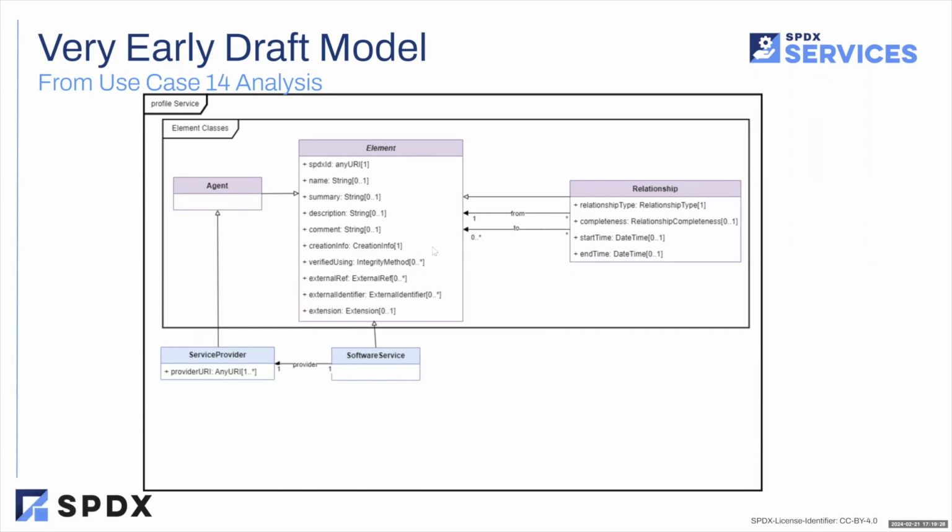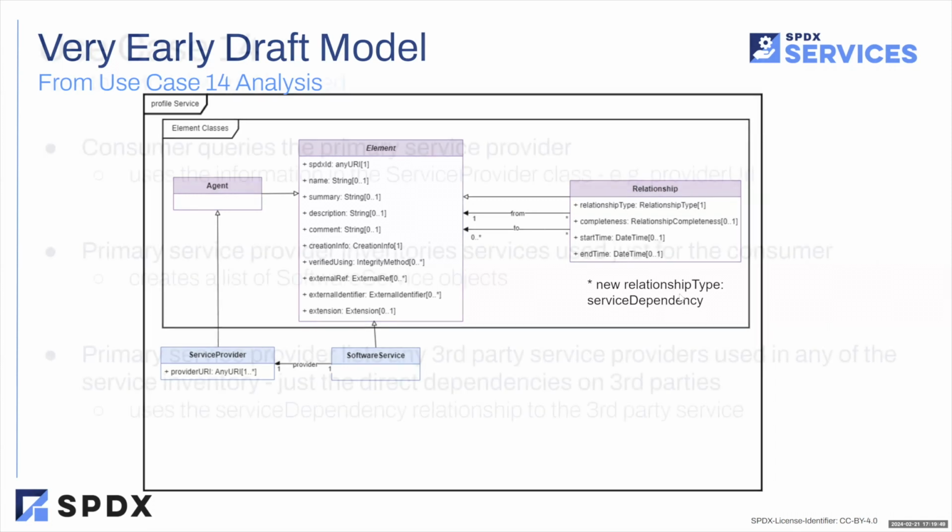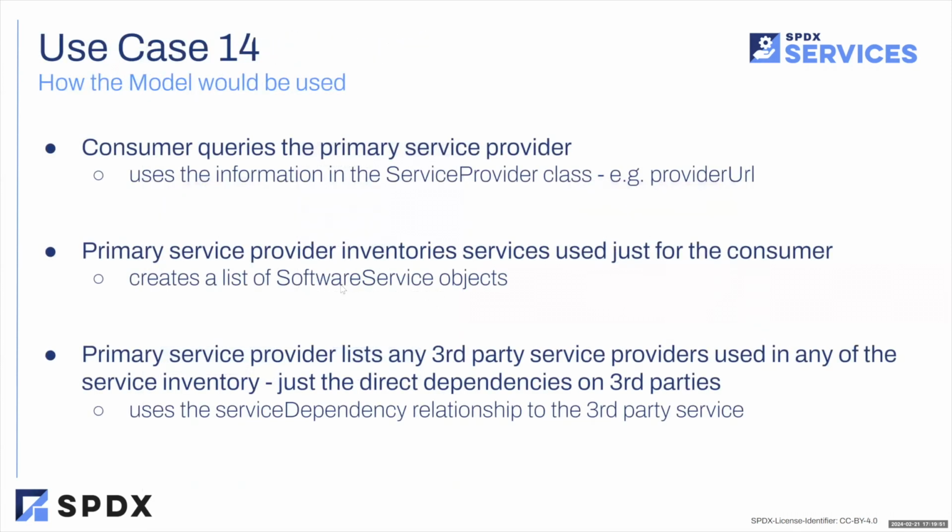The nice thing is you'll see that we really didn't invent too many new fields. It's reusing a whole bunch of the fields from 3.0 and just adding two new ones. We did add one more thing, which is that a relationship has a relationship type. We added a relationship type called service dependency. So with the relationship type, the service and the service provider, we now have the ability to satisfy that use case.